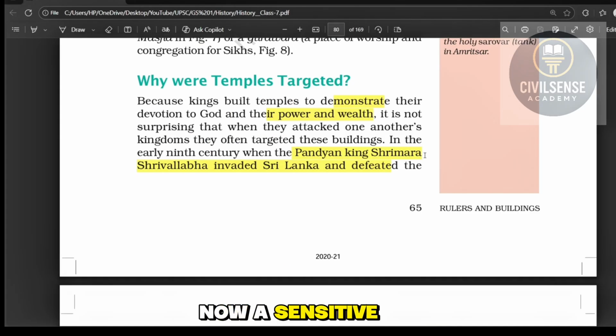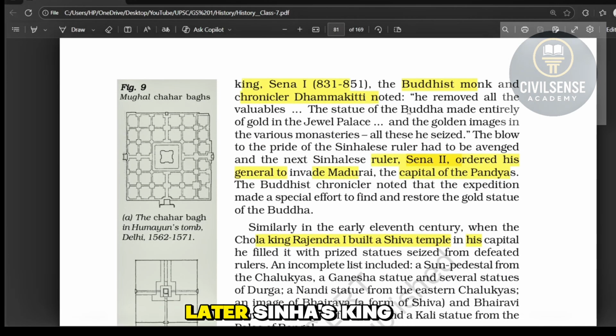Now, a sensitive but very important point. Why were temples often attacked by rival rulers? Temples were not just a place of worship, they were symbols of power and pride. When kings attacked each other, destroying a temple meant humiliating the rival's god and authority. For example, the Pandya king Srimara Srivallabha once attacked Sri Lanka and took away a golden Buddha statue. Later, Sinhala king Sena II invaded Madurai to recover it, not just as a treasure but as a symbolic victory.